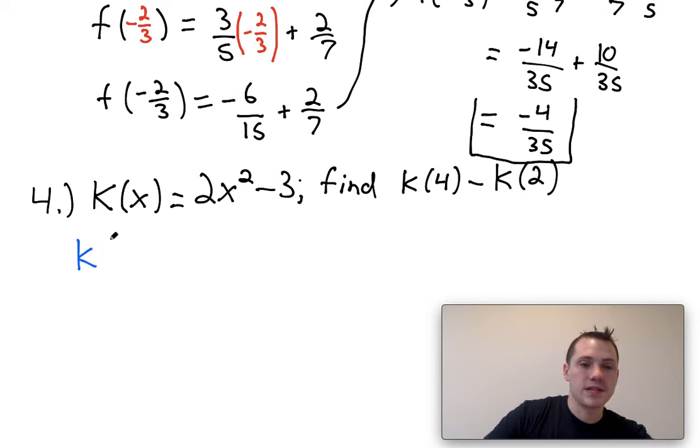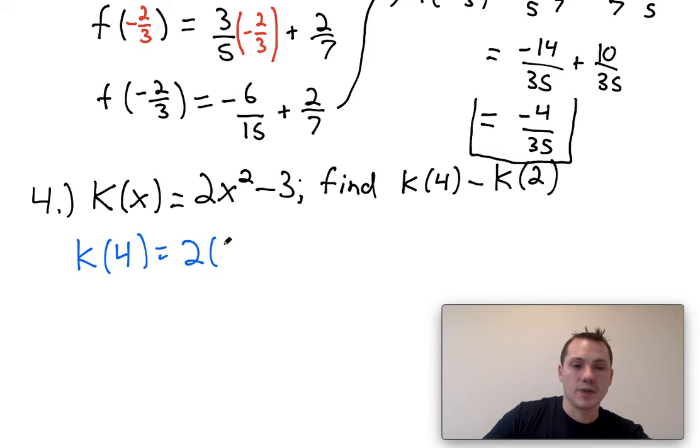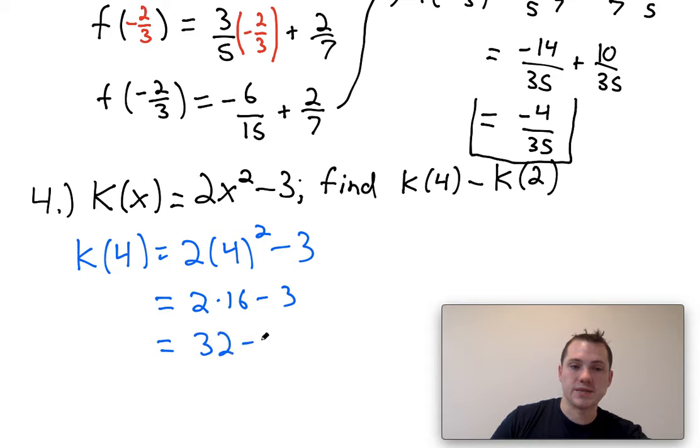So the first thing I'm going to do is evaluate k of 4. K of 4 is going to be 2 times 4 squared minus 3. Again, using order of operations, exponents first. So this is going to be 2 times 16 minus 3. 2 times 16 is 32 minus 3. 32 minus 3 is 29.